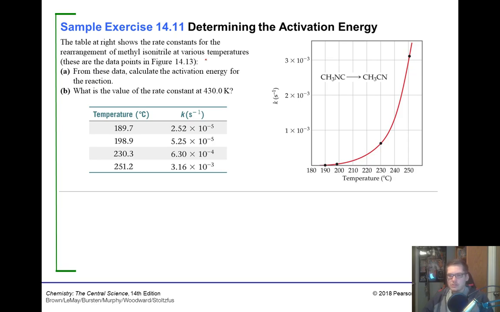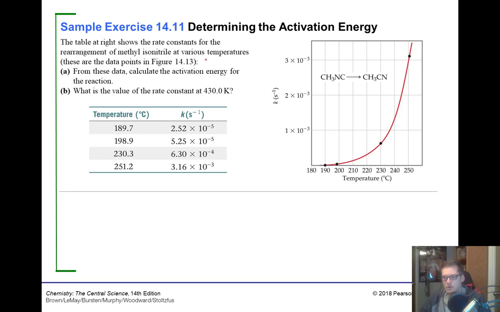It says the table at right shows the rate constants for the rearrangement of methyl isonitrile at various temperatures. And they tell us to do two things. A: from these data, calculate the activation energy for the reaction, and B: what is the value of the rate constant at 430 Kelvin.